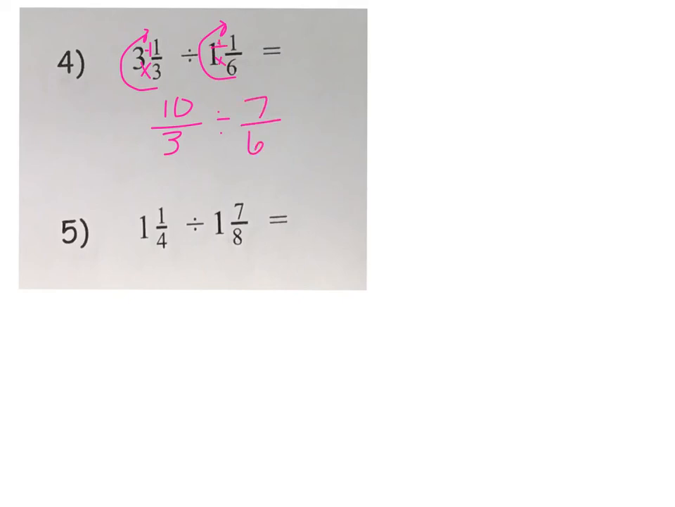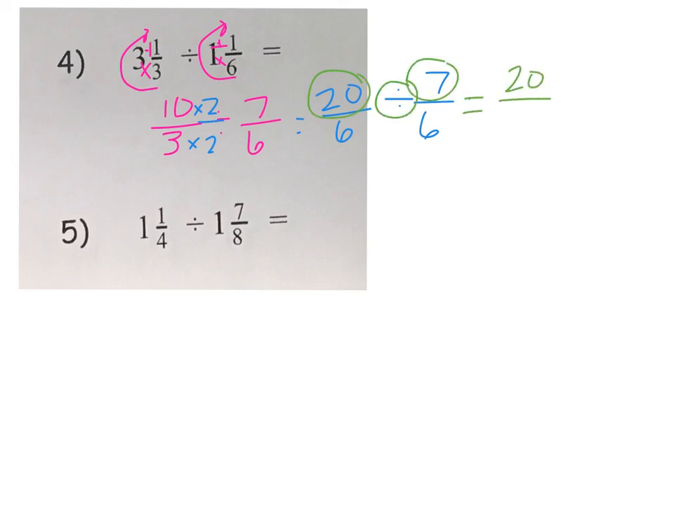sixths. I want to give these common denominators. So if I multiply this times 2 over 2, I can make these into sixths. So I really have 20 sixths divided by 7 sixths. Remember how easy this is. 20 divided by 7 says 20 divided by 7. And then I'm just going to simplify that.